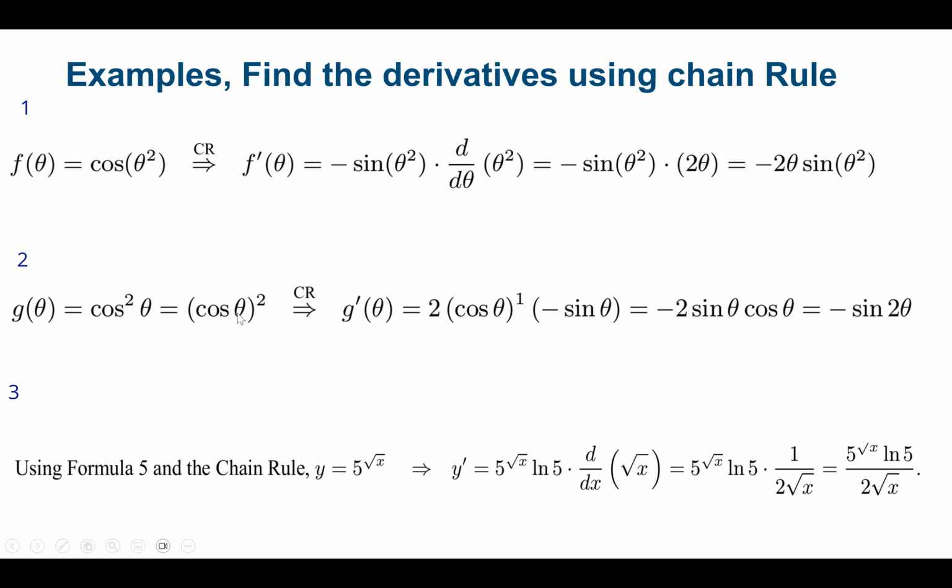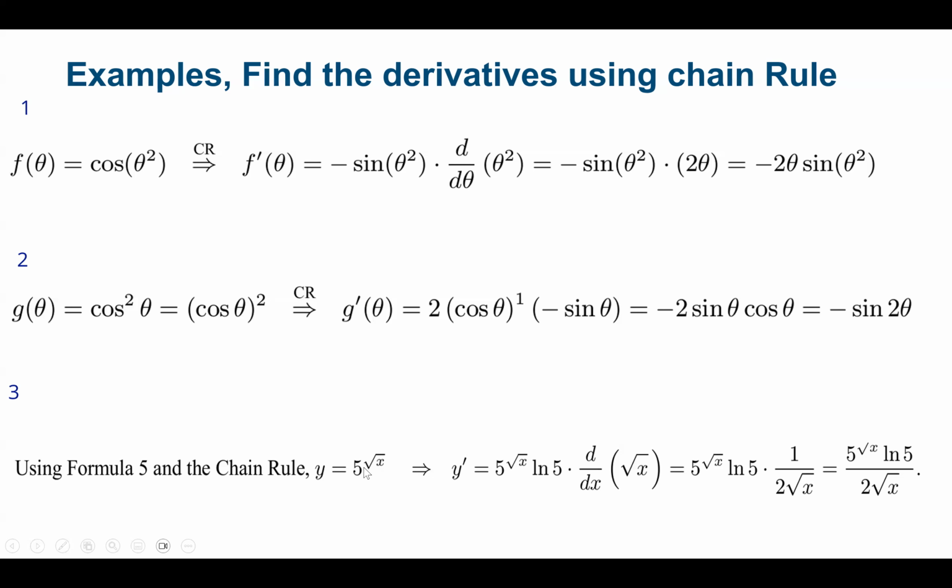So derivative of cos theta square will give us 2 cos theta to the power 2 minus 1. So the exponent will be 1. So it will give us 2 cos theta to the power 1. Then the derivative of cos theta will give us minus sine theta. So our final solution will be minus 2 sine theta cos theta. Now we know in trigonometry, 2 sine theta cos theta will give us sine 2 theta.